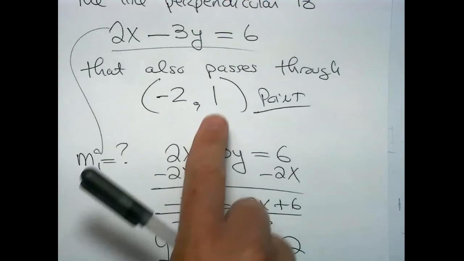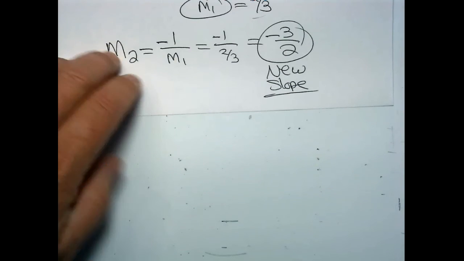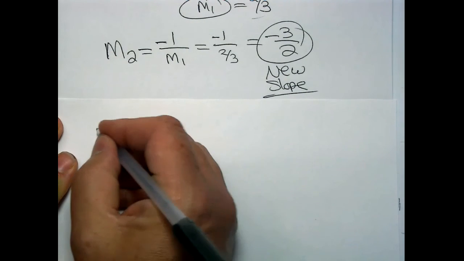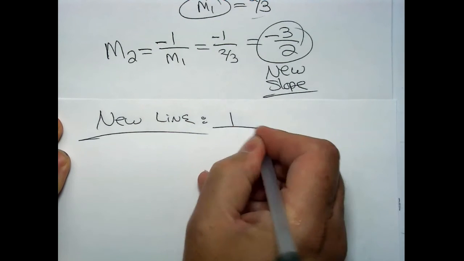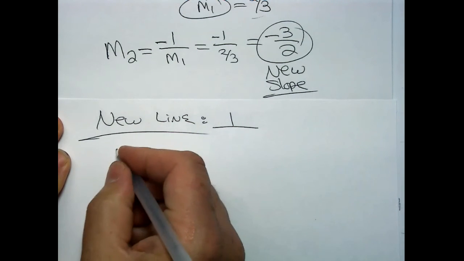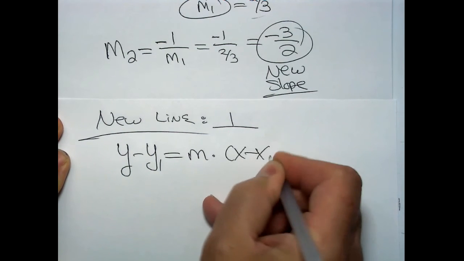And which form would you use given a point and given a slope? Well, we have a name for that. It's called point-slope form. So here comes the new line. The new perpendicular line, I'll use that symbol for perpendicular. Y minus y1 is m times x minus x1.